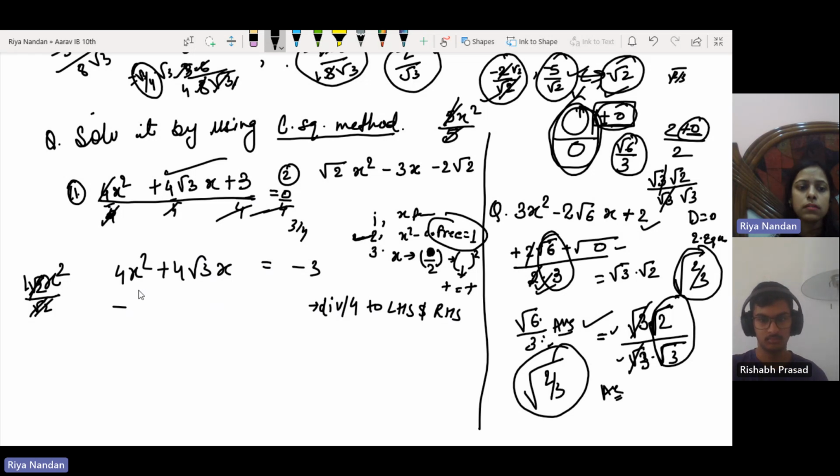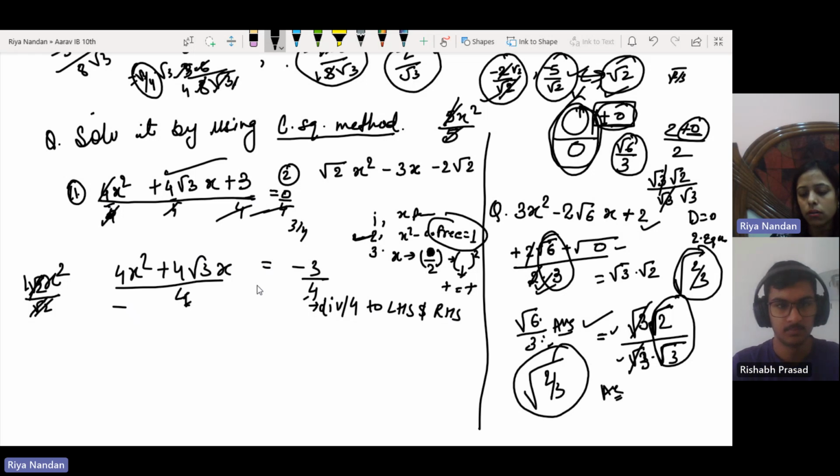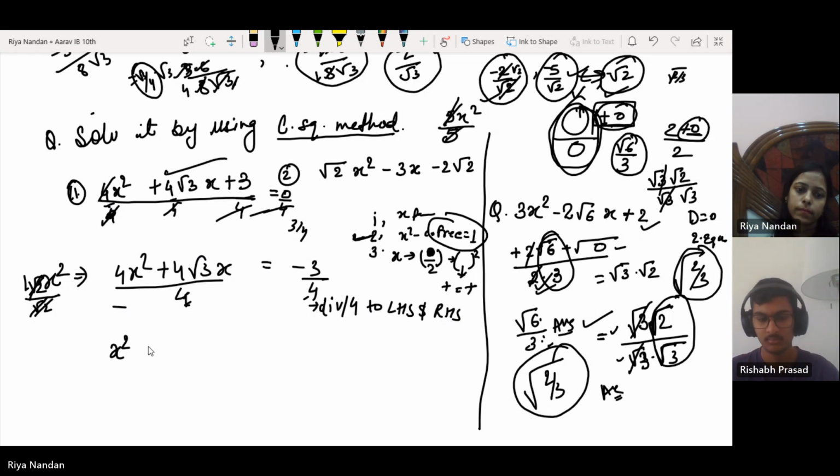So what would be the answer? Whenever you divide both the left hand side and the right hand side, it cancels out, so the equation would be the same. That's why we do the same dividing or multiplying or adding or subtracting to both sides, so there is no change in the value. Once you divide, it becomes x square plus root 3x, as 4 is cancelled individually. The next step is root 3x equals minus 3 upon 4, right?